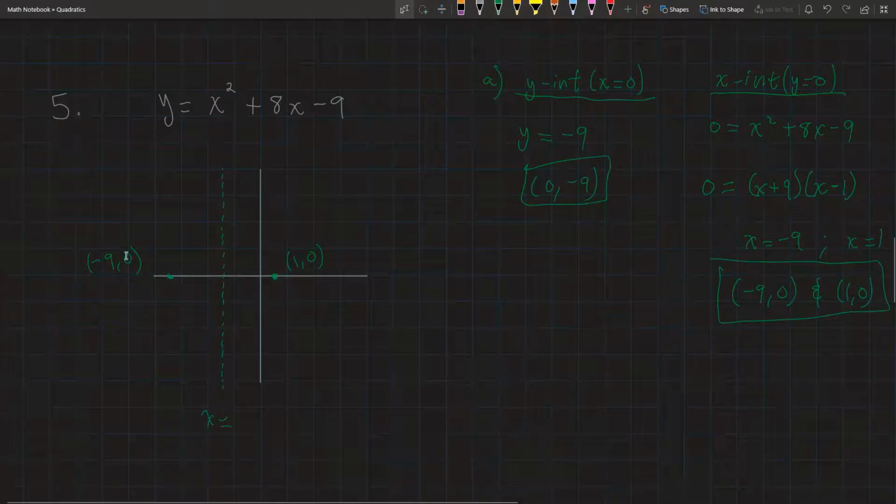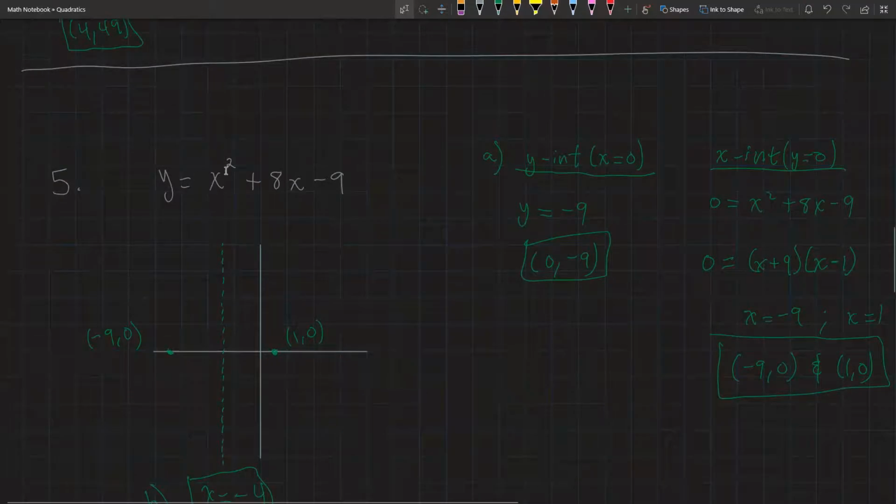Let's take the average. -9 plus 1 is -8, divided by 2 is -4. x equals -4 is where the line of symmetry is located. And that will help us find our vertex as well. Remember that it is positive something squared. Therefore, we think what type of curvature?